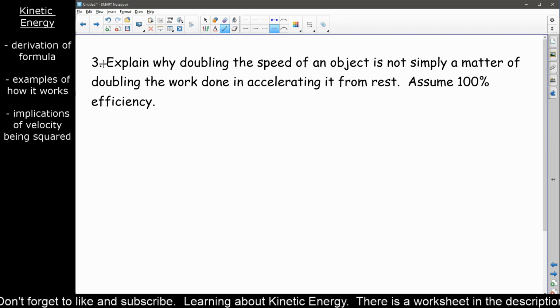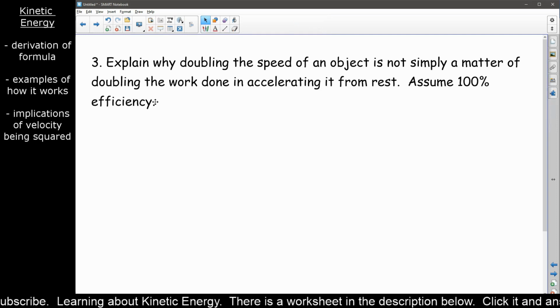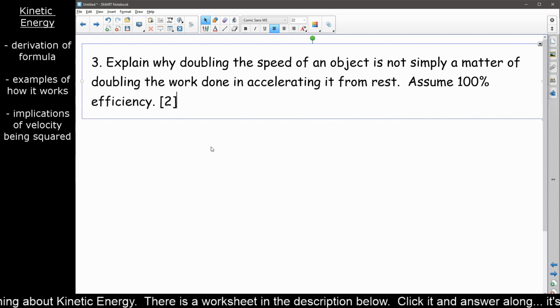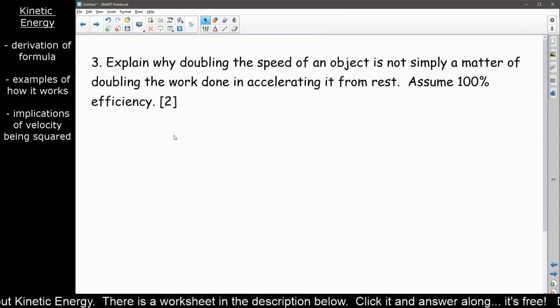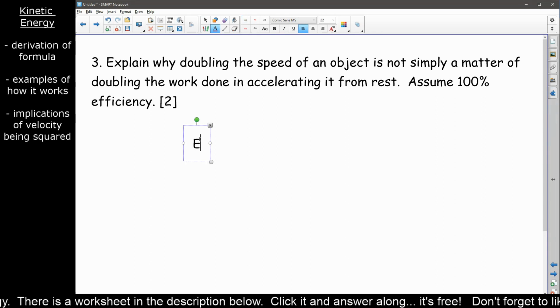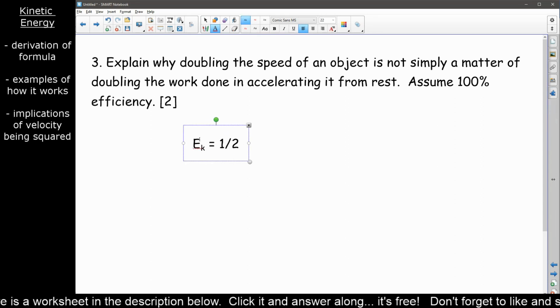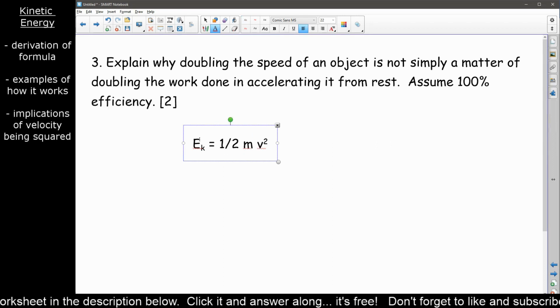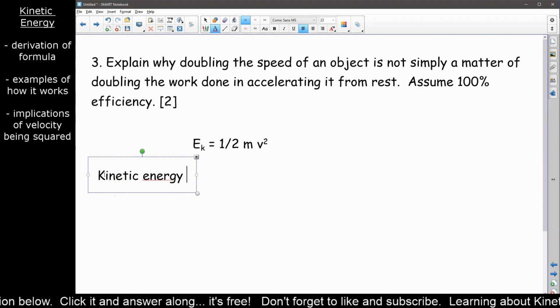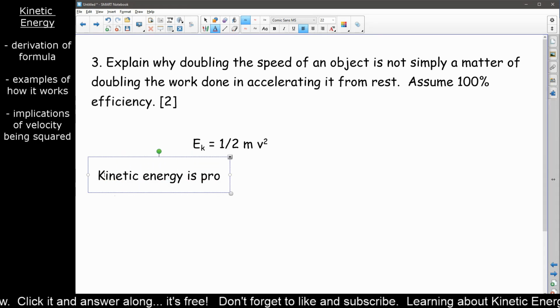Question 3, an explainy one, everybody's favourite. Explain why doubling the speed of an object is not simply a matter of doubling the work done in accelerating from rest. Assume 100% efficiency. And there are a couple of marks available for this one. Okay, so what we're looking to say here is that if you quote the equation that EK equals a half mv squared, then you can say that kinetic energy is proportional, or directly proportional even.